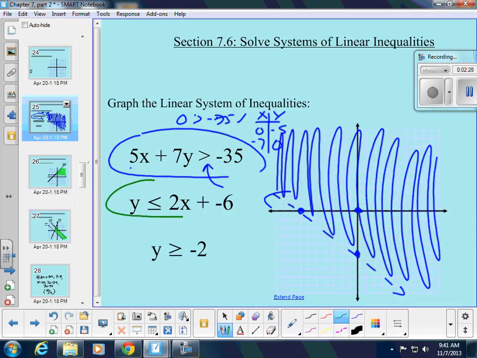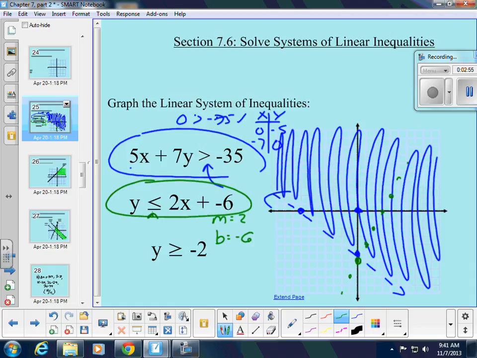Going on to the next one, we'll make this one in green. y is less than or equal to 2x plus negative 6. Since it's in slope-intercept form, the easiest way to do this one is to graph using slope-intercept form. So my slope is 2, my y-intercept is negative 6. I go down 6 on the y-axis, put a point, and I'll go up 2 over 1, up 2 over 1, up 2 over 1 to find more points. And I'll make a bunch so that I can make a nice line.